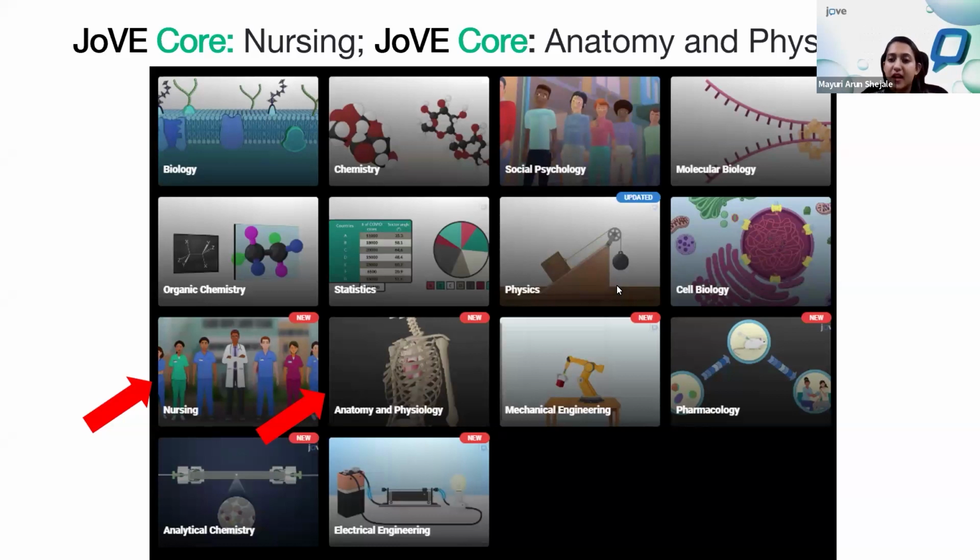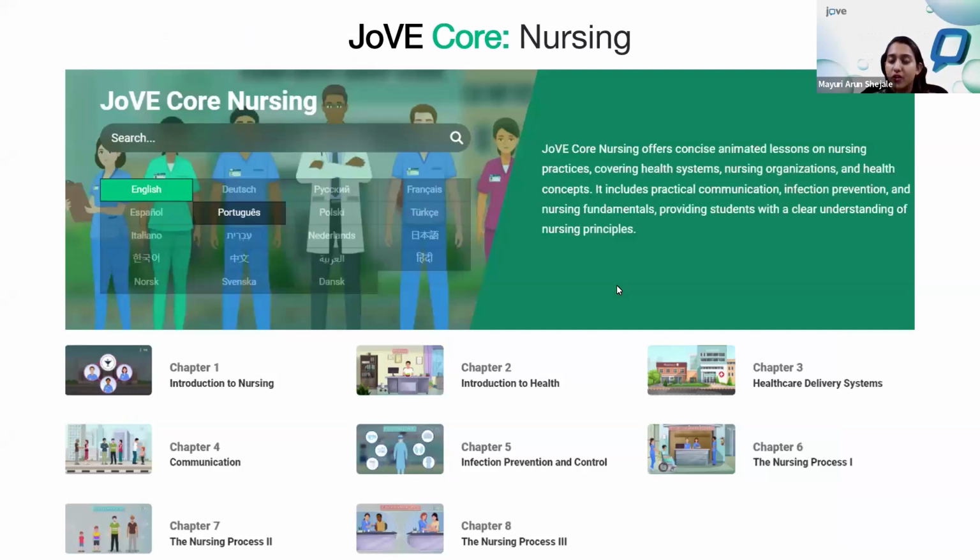JoVE Core content is basically the most fundamental resource that we have on JoVE. I have pointed out, using red arrows on the screen, the two resources that I'm talking about. Let's move on directly to the JoVE Core Nursing collection. You will find that all core collections are fundamental resources. By that, I mean they're laid out in the format of chapters, where you have chapter-wise topics. Each chapter includes 15 sub-chapters under it, and they cover the key terms and concepts as well as real-time application.